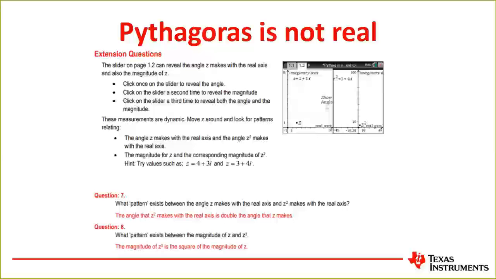And you can ask students to look for patterns relating to the angle Z makes with the real axis and the angle Z squared makes with the real axis. And you can also do it for the corresponding magnitudes of Z and Z squared. So what you want the students to glean from this is that the angle that Z squared makes with the real axis is double the angle that Z makes, and the magnitude of Z squared is the square of the magnitude of Z.